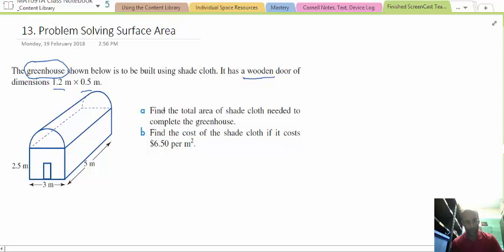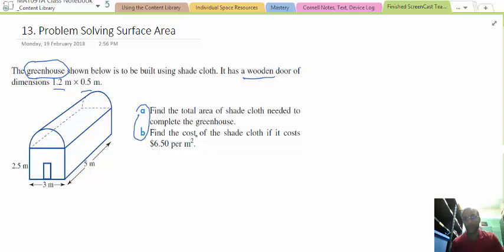Okay, so let's go through our problem solving processes. We have to do two things in this problem. We have to find the total area of shade cloth needed to completely cover the greenhouse, and we have to find the cost of the shade cloth, and the unit cost is $6.50 per square metre. So remember, today we're doing surface area. We've been doing some work on volume lately. This is surface area.